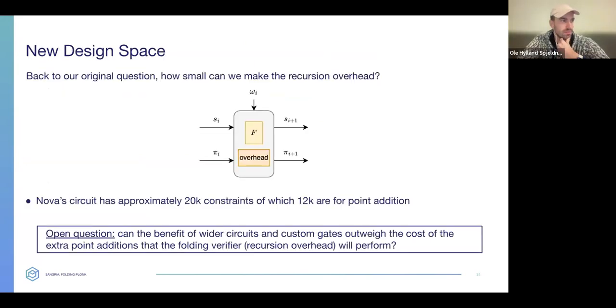Actually, the point additions are the main cost, and this is kind of what I'm outlining here. I'm saying, all right, Nova has their circuit for the folding verifier. It's about 20,000 constraints. And of those, 12,000 are for point addition. Bear in mind that this is R1CS constraints, and you only have 1 multiplication per constraint, whereas with a PLONK circuit, you can have kind of parallel multiplications.